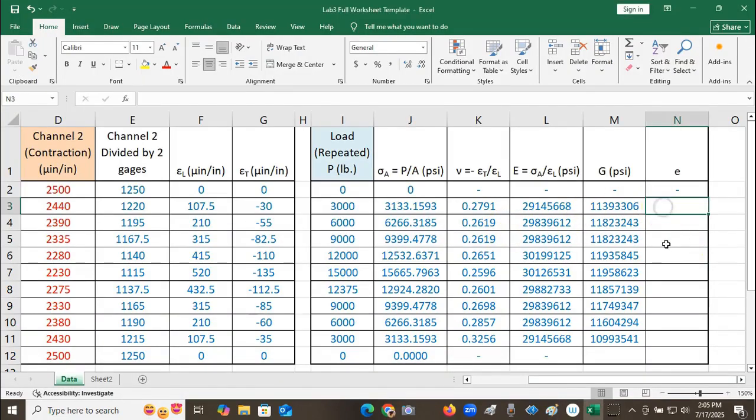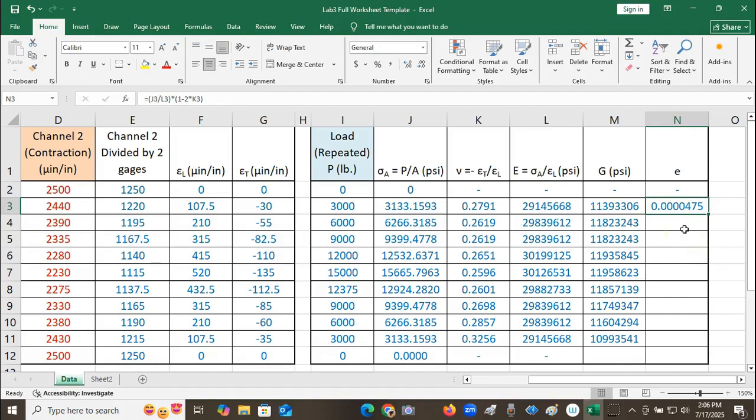Okay, so I'll put this in. This is equal to, extra parentheses never hurts, sigma A, which is this, divided by E, which is this. Everything good so far? Okay, so sigma A divided by E times 1 minus 2 times Poisson's ratio, which is this. And then close parentheses like this. I think I typed that correctly. I'm expecting a really small number.